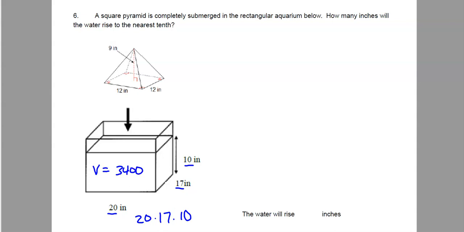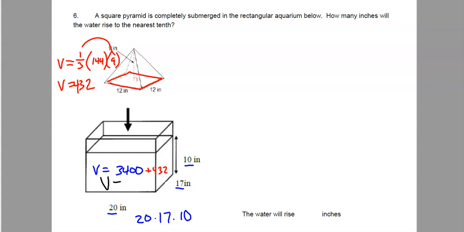Well, when I put this pyramid inside, I'm adding more volume. Well, how much more volume am I adding? I got to kind of figure this one out. So volume of a pyramid is 1/3 base area, which is 12 times 12, times height, which is 9. 1/3 of 9 is 3. 3 times 144 is 420 plus 12, I think, 432. So when I add 432 into this, I now have a new volume.